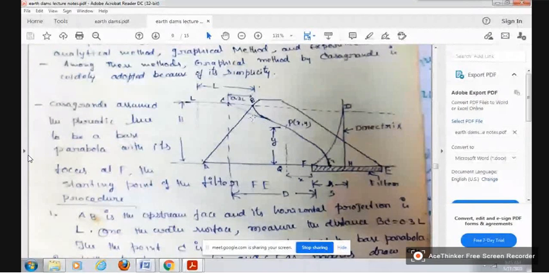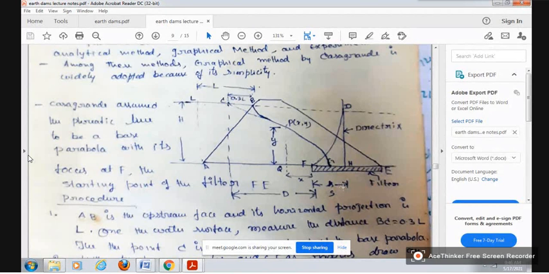How do you identify the intermediate points? Let us say I take some X value here and draw a vertical line, right? I know the property: it is equidistant from the directrix as well as the focus. So the distance from this point to the directrix is X, and this is S. What is S? S is called the focal distance.